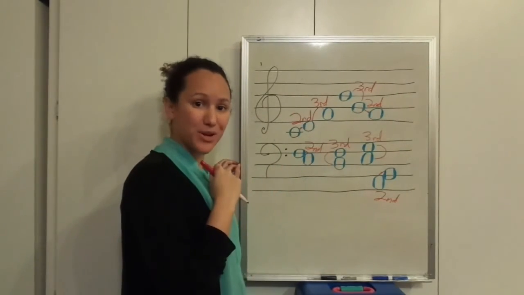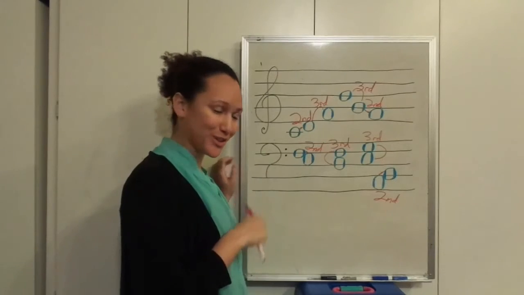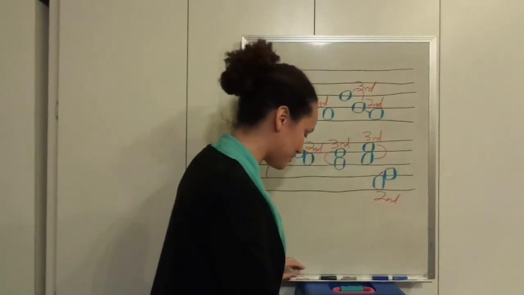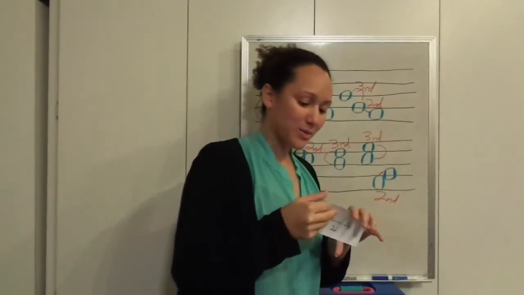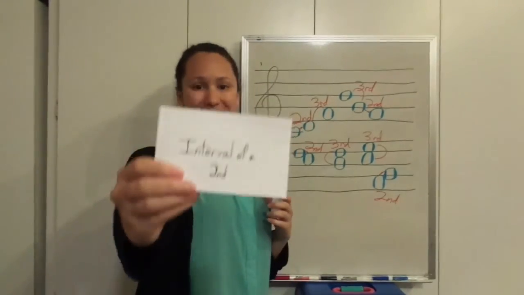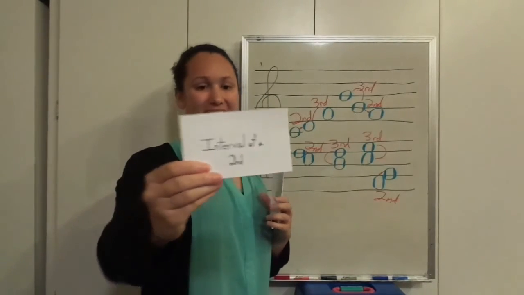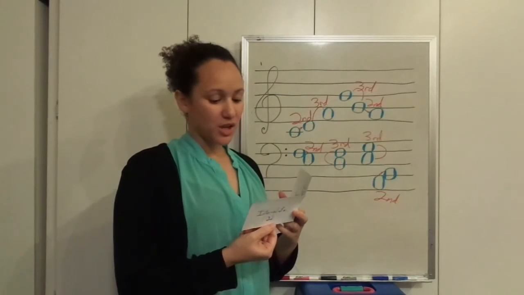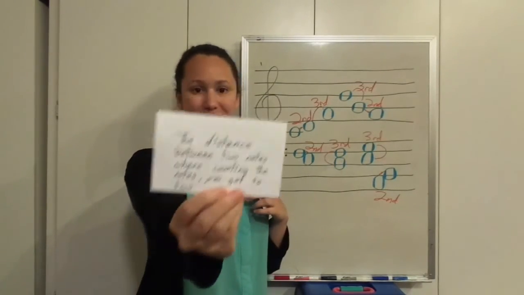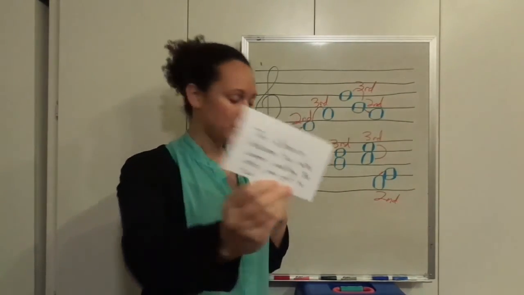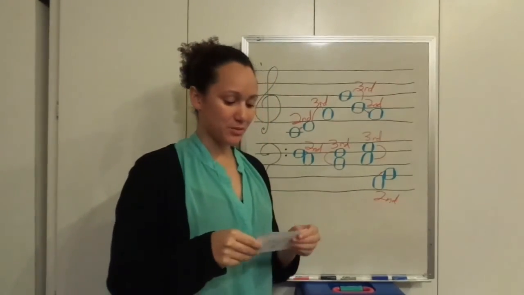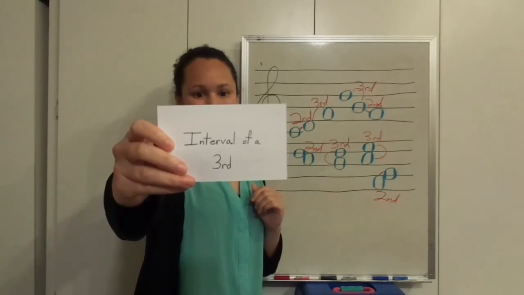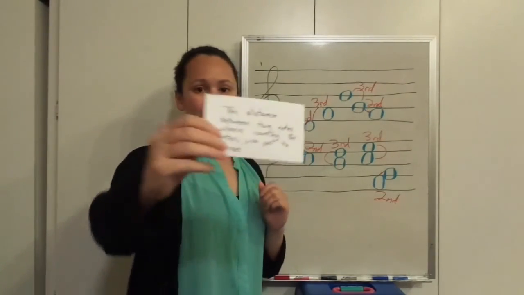They skip a note in between, a letter name note, generally in between. So go ahead and take out your blank note cards. On one, put the interval of a second. And on the back, I've put the distance between two notes, where counting the notes, you get to 2. So this is going based on the letter name notes. And the third, and you would count to 3.